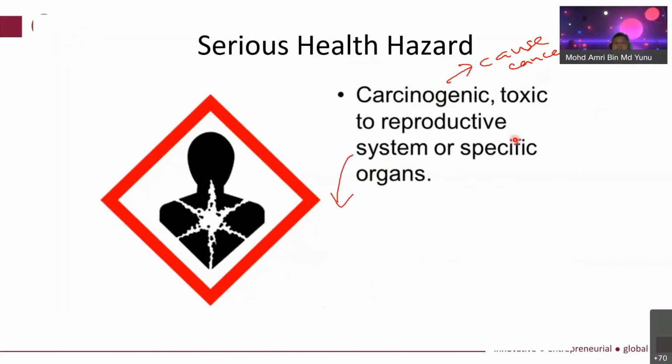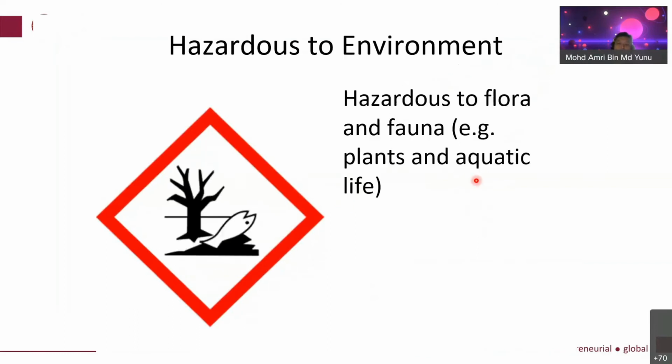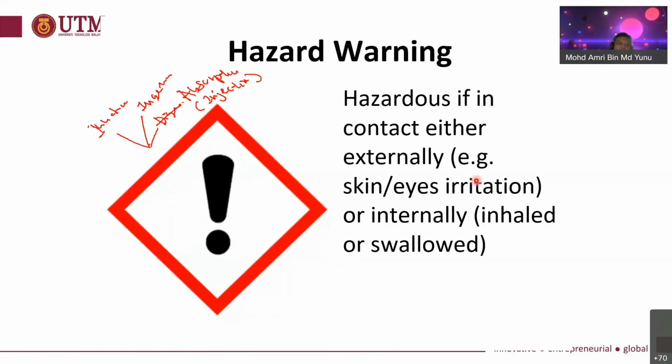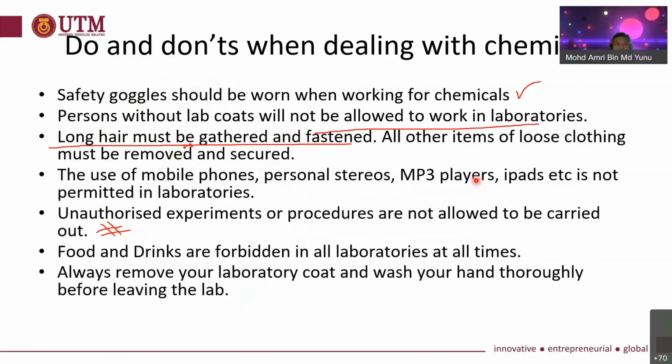And toxic to the reproductive system or specific organs means that you could not have babies if exposed to the material at a dangerous level. And this one is about the environmental effect. The hazard warning: do not inhale, swallow, or touch without using protection like gloves. Okay, dos and don'ts: always use PPE.